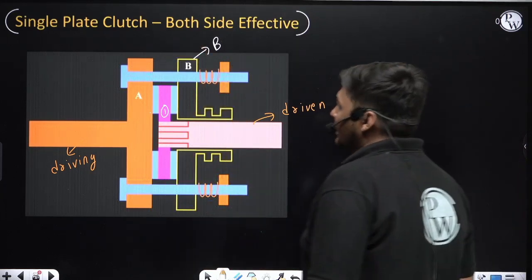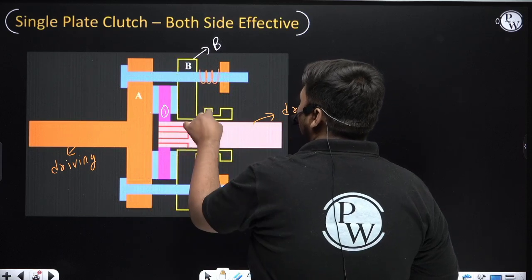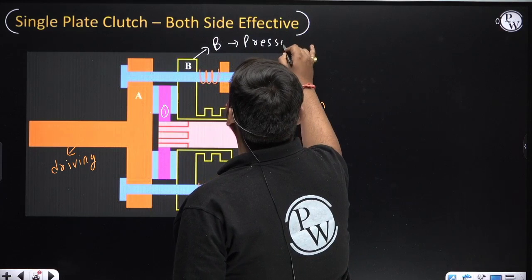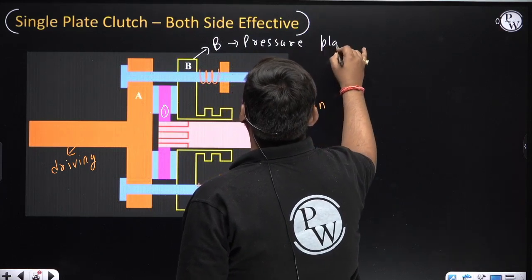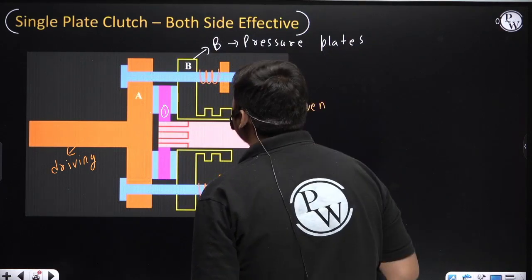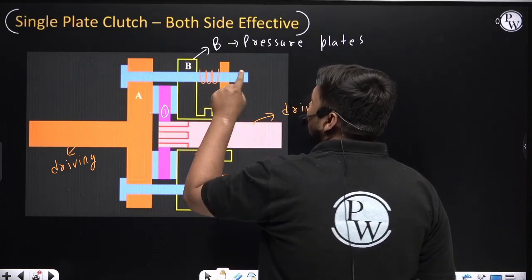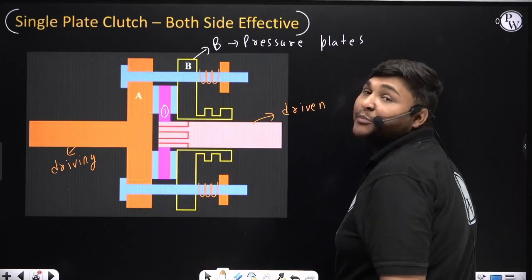Now here, this is plate B. This plate B is sometimes also known as pressure plate. Now how does it work in this bolt? Here a spring is attached in this bolt like this, and this spring is in compressed condition.